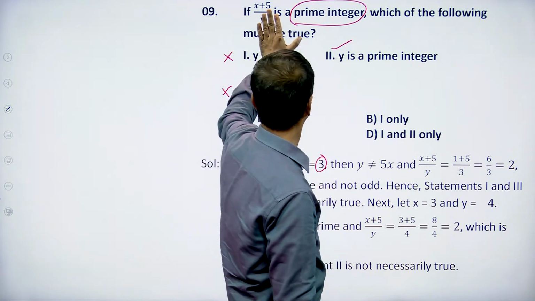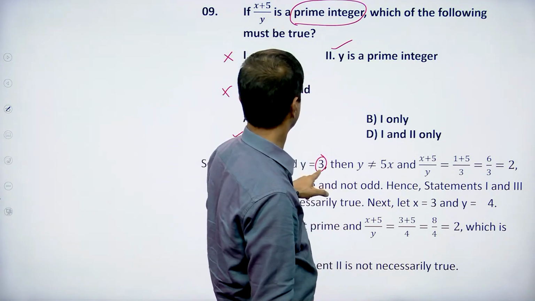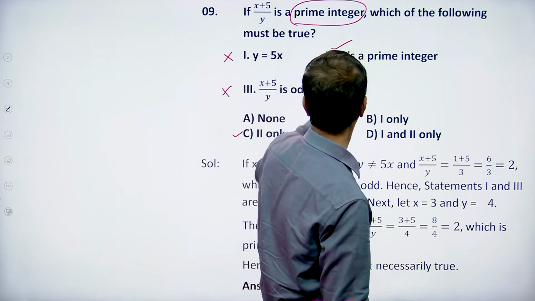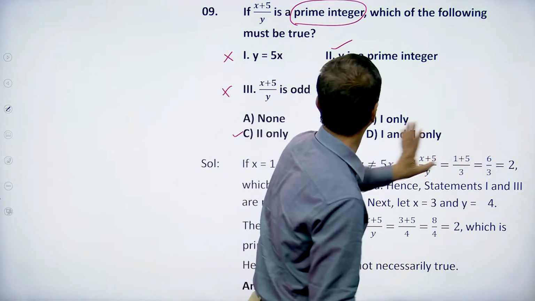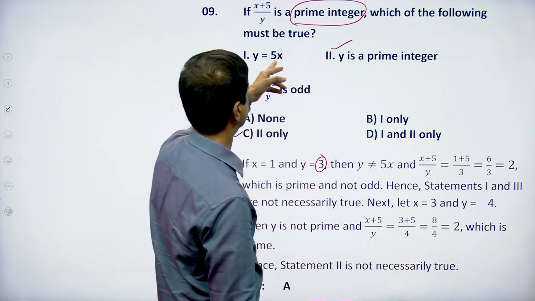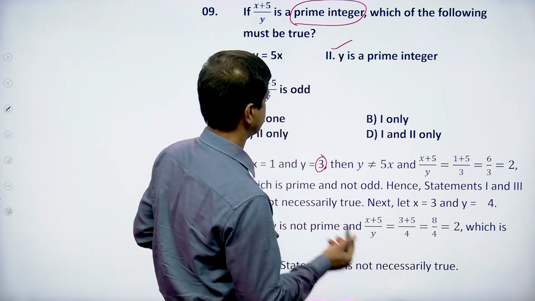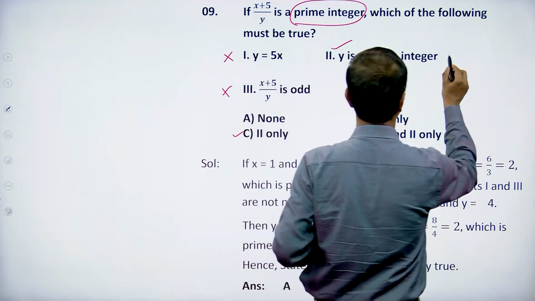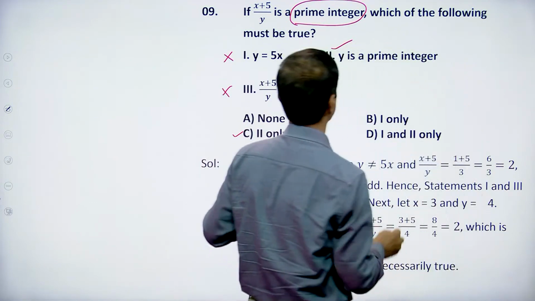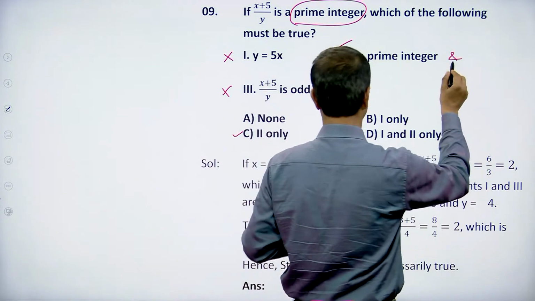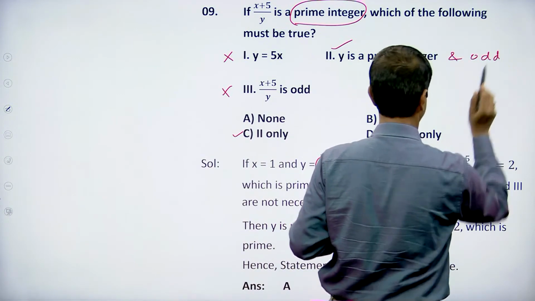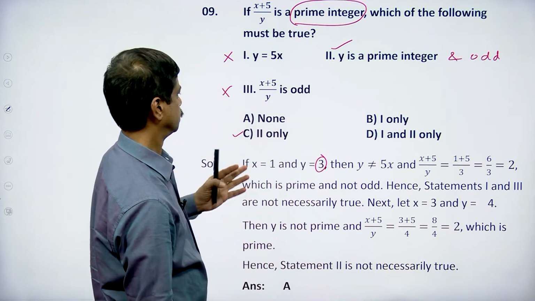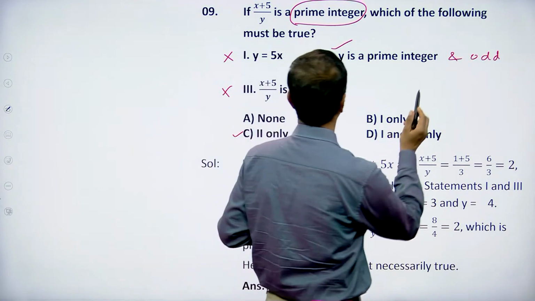So now look at this, when we take x is 1 and y is 3, you are getting x plus 5 by y, this is odd, which is not right. So y equal to 5x, so y is a prime integer, yes we are getting 5, but it is not odd. So we should say even and odd, sorry. It should have been like this. Not odd, it should have been even, suppose.